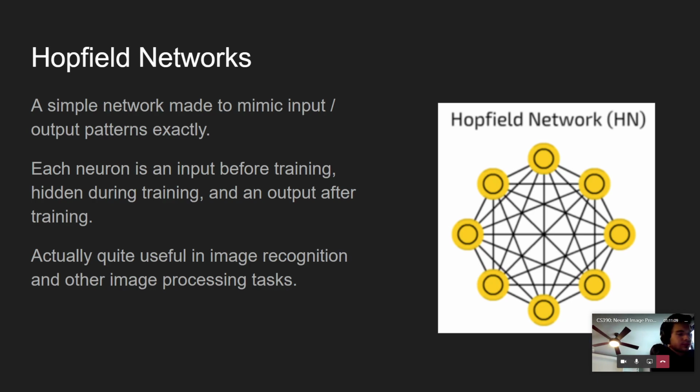Hopfield networks. We aren't going to mess with these too much, but they're special networks that are fully connected to each other. Every neuron before training acts as an input, during training is a hidden, and at the end is an output. So what these basically do is they learn to mimic input-output patterns in an exact way. They're pretty useful actually for image recognition tasks, but we're not going to talk about them too much because there are better versions these days mostly.